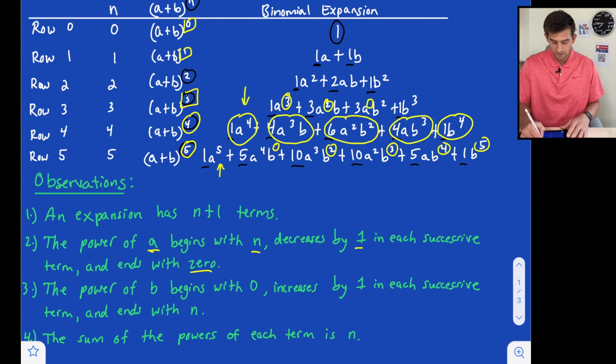So we notice in this term, our first term, the only power we see is 4. Then in our second term, we have a cubed and b to the first power, so 1 plus 3 is 4. Our third term is a squared, b squared, 4. Our 4th term is a to the first power, b cubed, so there's 4. And then our last term is b to the 4th, and so there's our degree of 4. Okay, so those are some observations that we can take from our binomial expansions using the Pascal triangle.